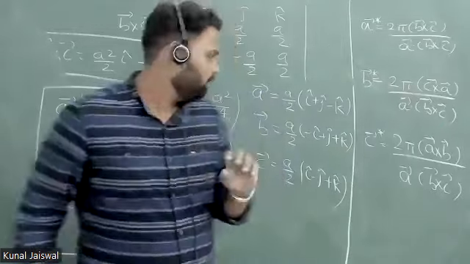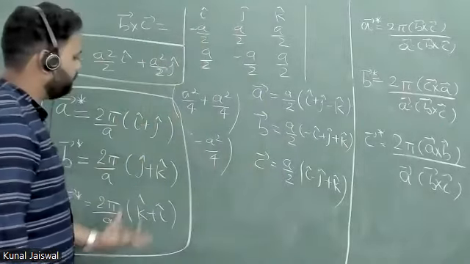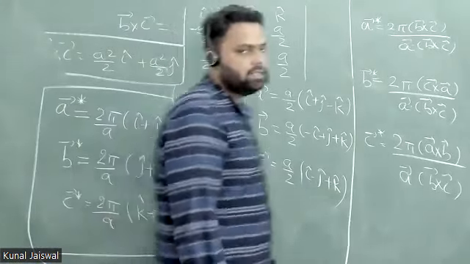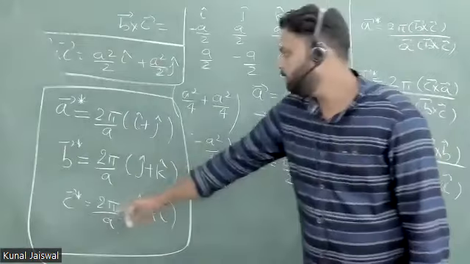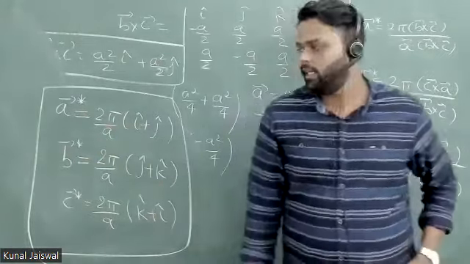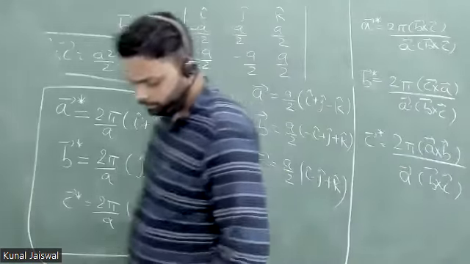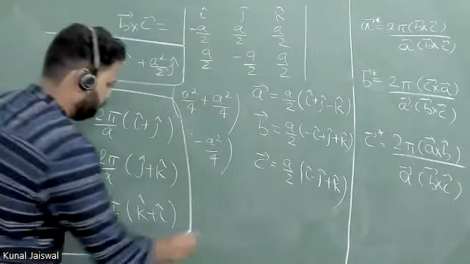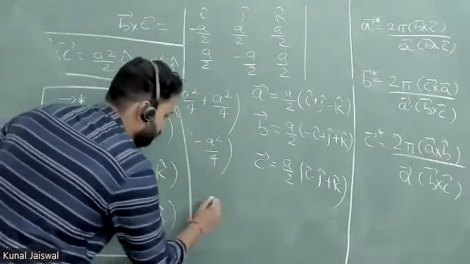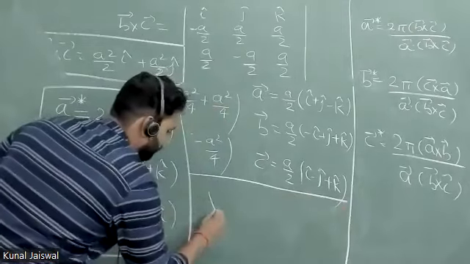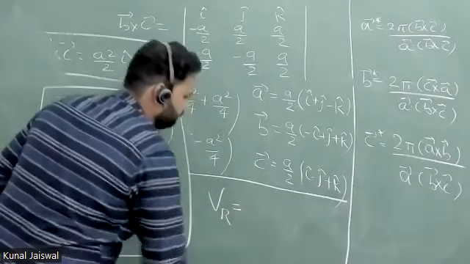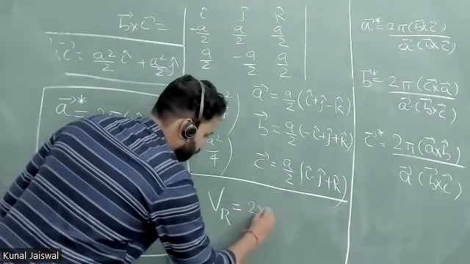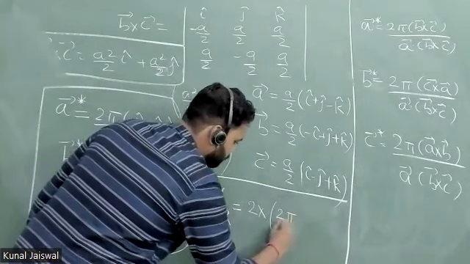Is it clear? Now, tell me the volume of this reciprocal unit cell. What will be the volume of this reciprocal unit cell? Please find out, everyone. Just take the cross product B cross C with a dot product of A star, and see what you get. I am writing here: volume of reciprocal lattice VR. Is this coming, sir, 2 multiplied by 2 pi by a whole cube?